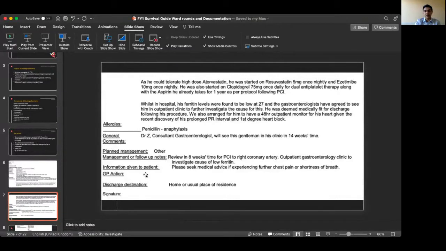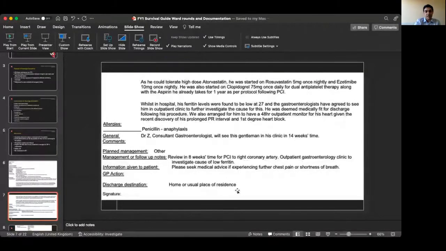In the information to give to the patient section, that's when we talk about any safety netting for this patient or any information you've given verbally to this patient, but you want to write it in legal form or just to remind the patient. So I've told the patient, please seek medical advice if experiencing further chest pain or shortness of breath. So I've told this patient in my discharge summary what symptoms to watch out for.